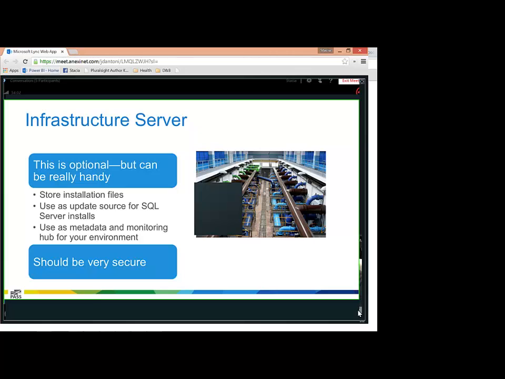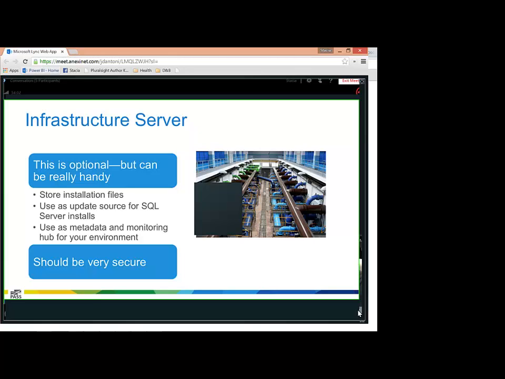But this is one of those servers that really no one except your DBA team should have access to. You can't really keep your domain admins away from anything, but this is something that should be locked down. But if you build out something like this, it can give you a lot of power and a lot of insight into your environment.